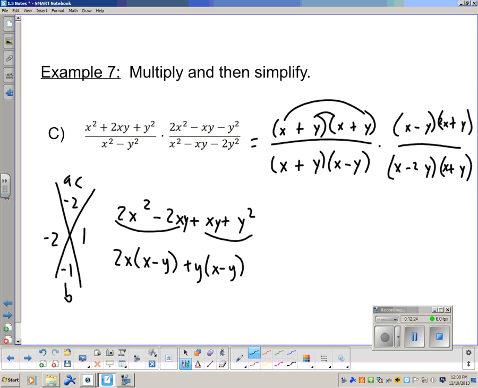So looking for one thing at the top to cross out with one thing at the bottom. So our x minus y can get crossed out. We've got an x plus y, we've got another x plus y. And so we're simply left with 2x plus y over x minus 2y. So when I put these terms in over here, these were minus 2xy and plus 1xy, because that's what the middle term there was.